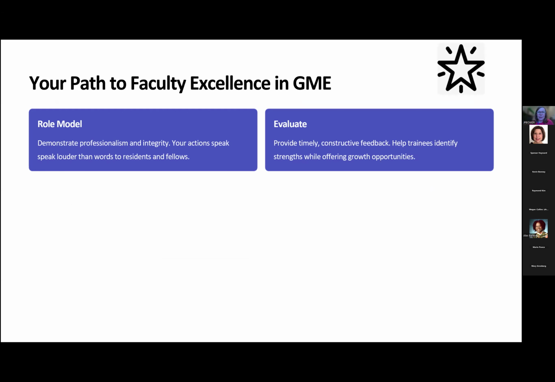So last but not least, there are multiple things that you can do on your path to faculty excellence in the graduate medical education space. Number one is role model. Even if you're not specifically teaching those around you, they will see what you're doing, and you will be teaching, even if it's inadvertently.